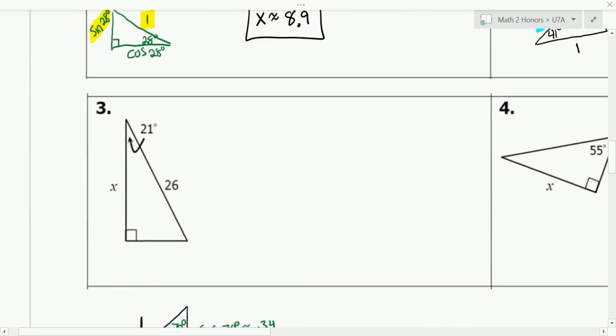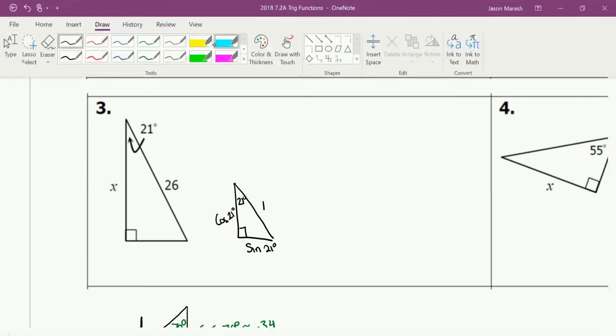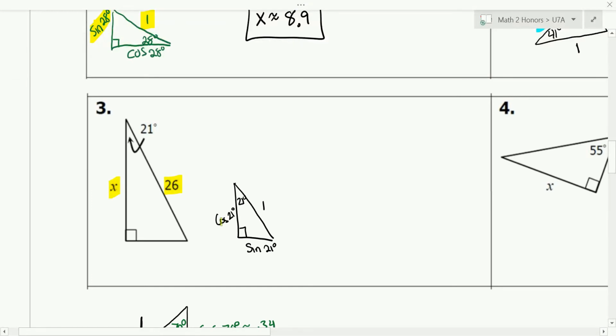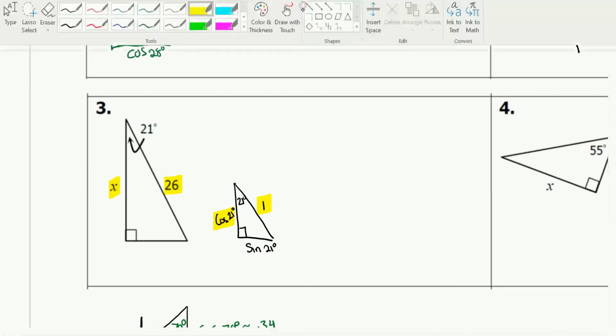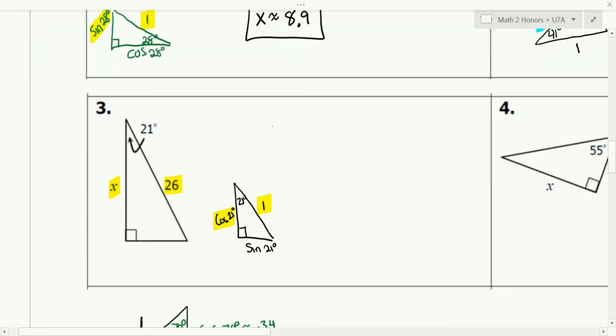So on number 3, you have a smaller version of that right triangle, the hypotenuse of 1. You got your 21 here. Where does the sine go? Across from the 21. So right here, this sine of 21 degrees, that's that length there. And cosine 21 is the length here. And so in setting this up, we got x and 26 corresponding to cosine and 1. So you set up a proportion, something like x over 26 is cosine over 1. Cross multiply, x times 1 is 26 times the cosine of 21 degrees.